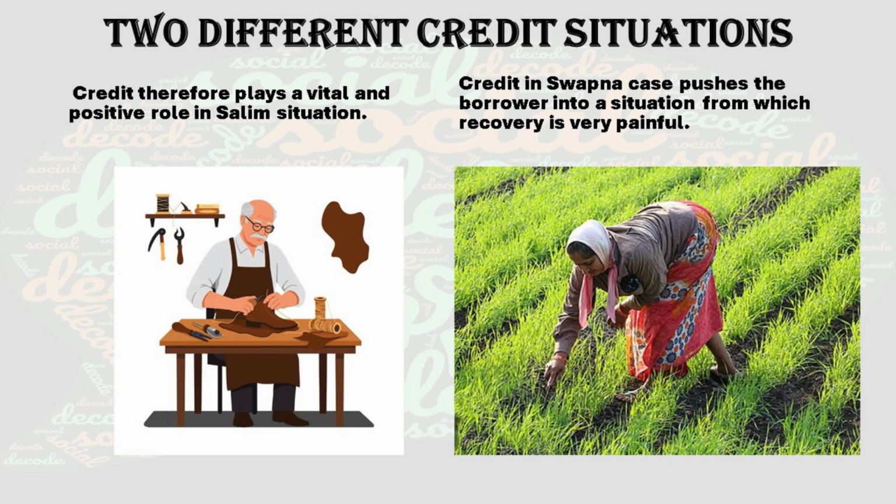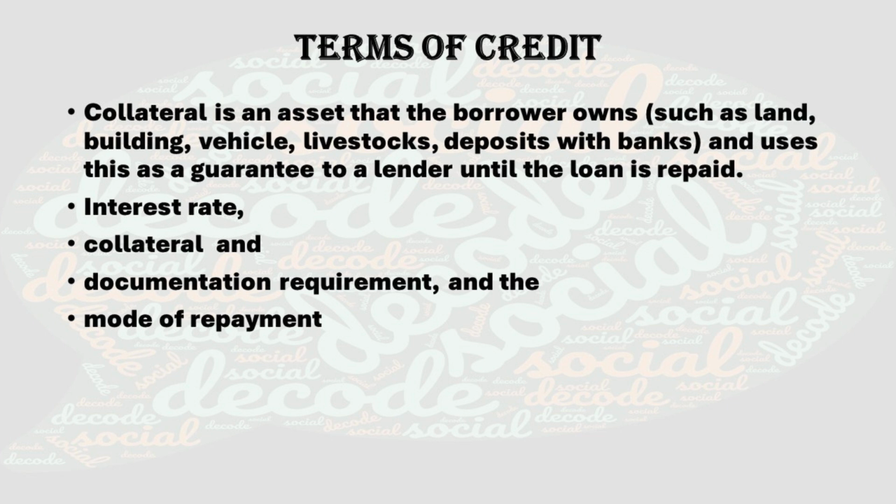Every loan has certain conditions. Those conditions are called terms of credit. It is one of the important questions: terms of credit. Terms of credit include, first, interest rate, which means the rate at which interest is charged. Second, collateral, which is an asset offered as security for the loan. Third, documentation: papers and proofs required. Fourth is mode of repayment: how and when the borrower will repay.